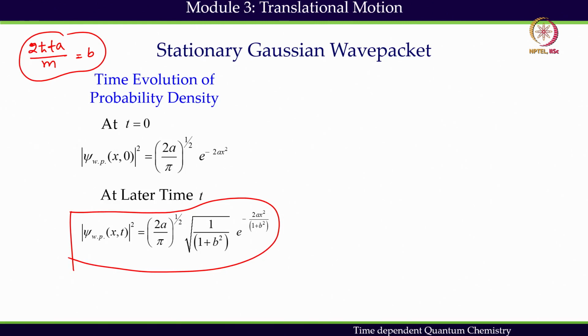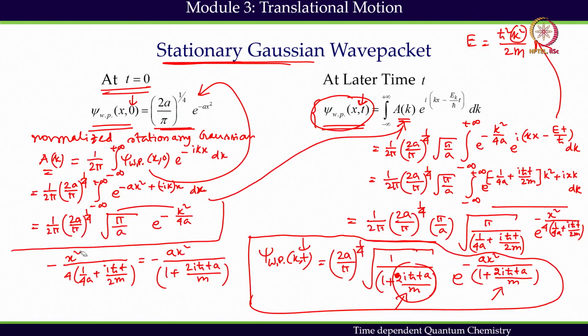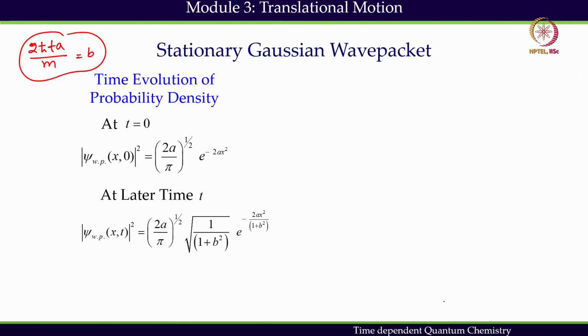No, this is density. So, we haven't reached there yet. So, first we have to represent in terms of b. So, we will represent this wave function in terms of b, psi wave packet x t equals 2a by pi to the power 1 by 4 square root of 1 by 1 plus i b, e to the power minus a x square divided by 1 plus i b.